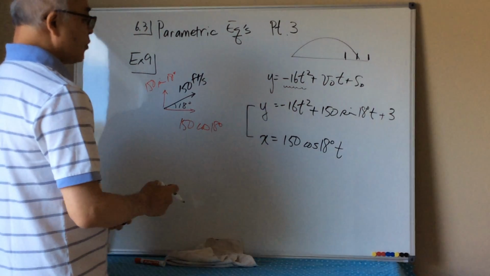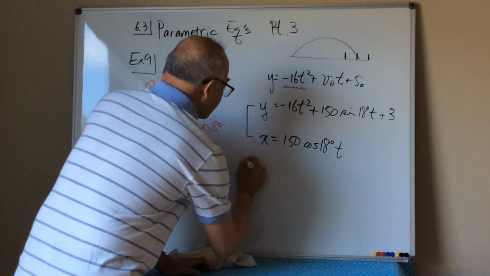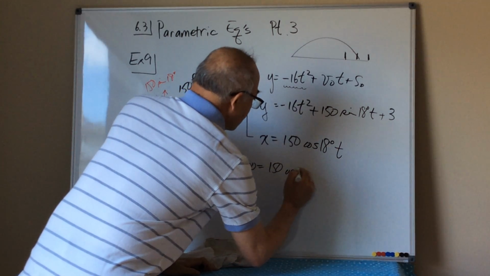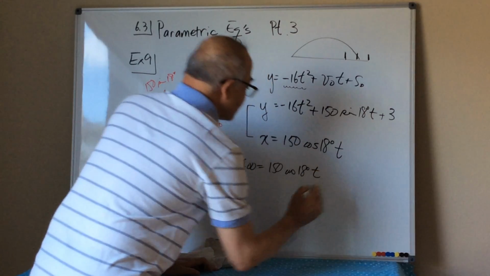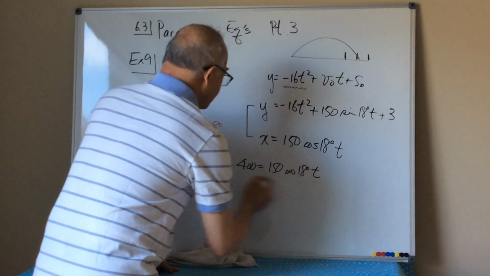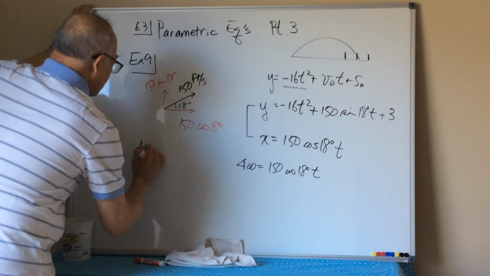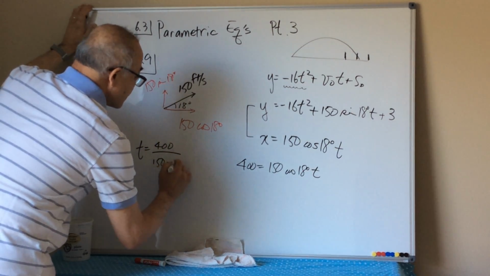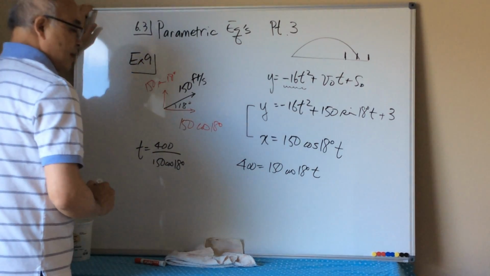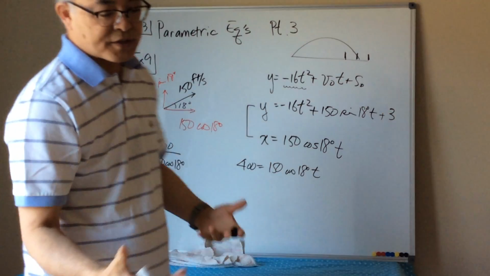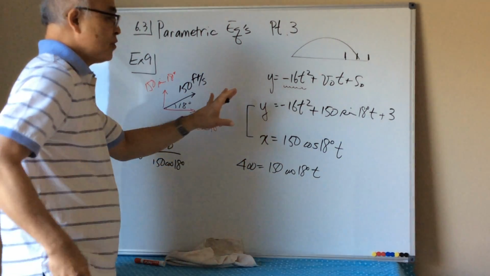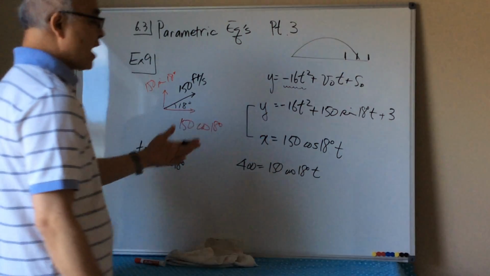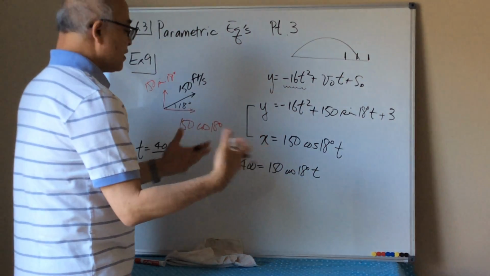So we're going to set x to 400. This will be 150 cosine 18 degrees t. So your t is going to be equal to 400 divided by 150 cosine 18 degrees. By the way, your book does not do this algebraically. I'm teaching you how to do this algebraically. The book just uses its graph to show whether it clears or not. So algebraically, this is how you would do it.